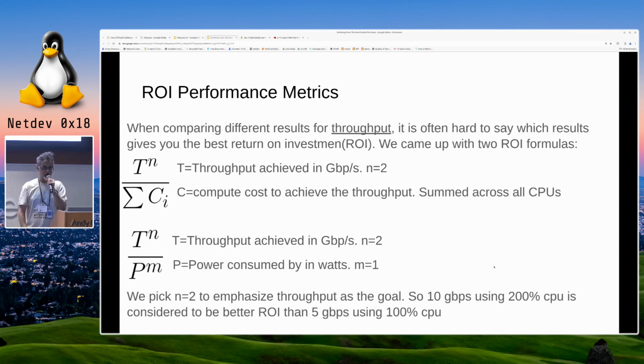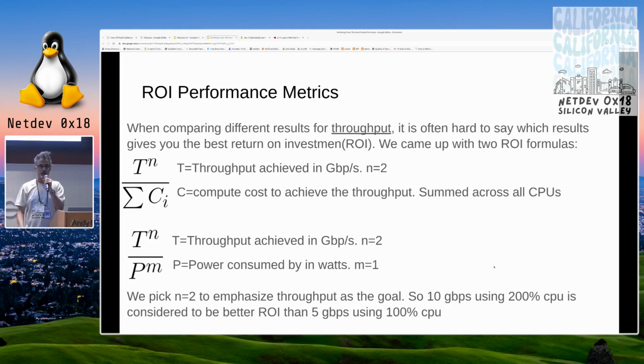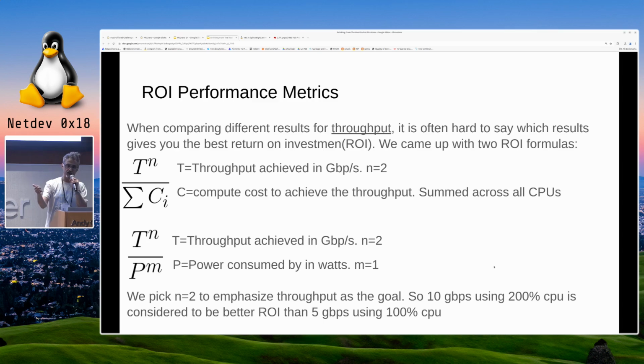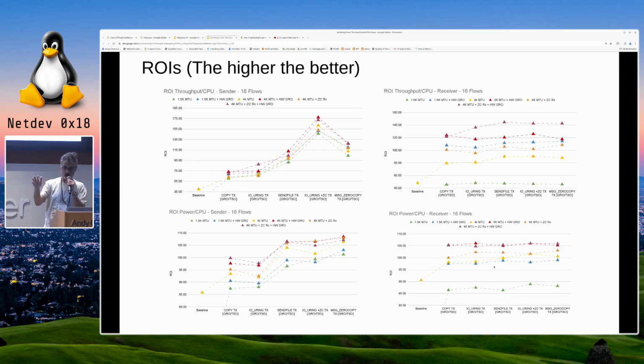I don't think a PhD student would probably approve of this, but this works for us. You take your throughput, square it, and then sum up all the CPUs being used and see from a throughput to CPU perspective what the curve looks like. We did the same thing with power, right? I should have mentioned earlier that power with zero utilization was about 200 watts. So when I was showing like 700 watts, it means probably about 550 being consumed. So the higher the number, the better.